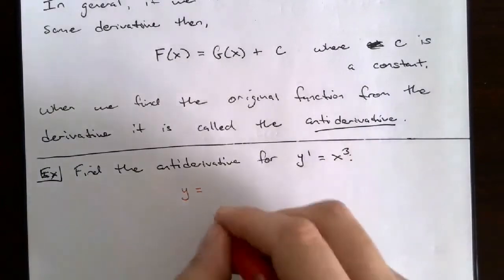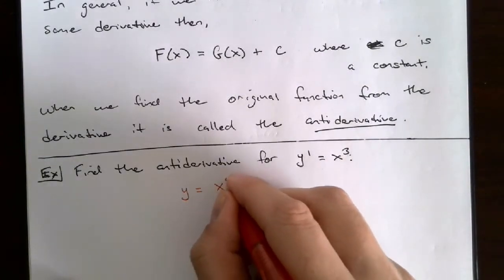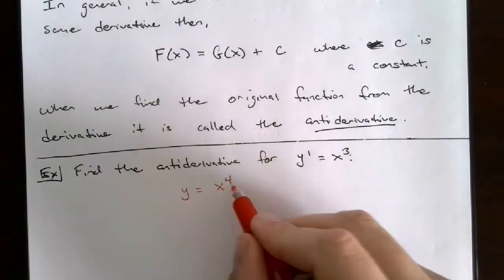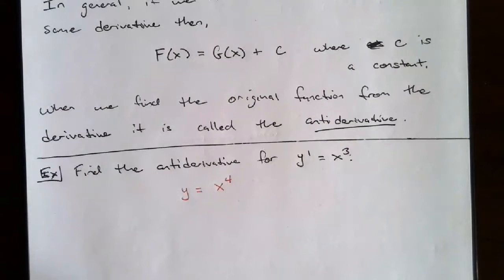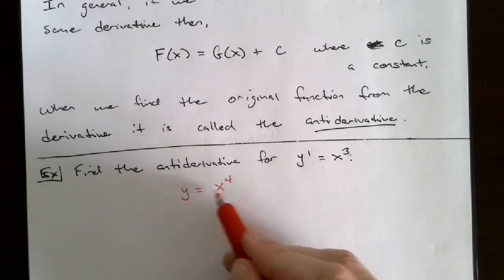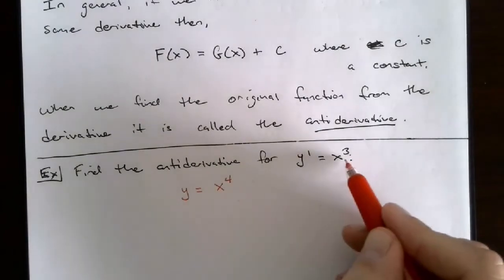So I know that the original function would have been something with an x to the fourth, because I would have to increase the power by 1 if I'm going the opposite direction. But remember what you normally would do. You normally would bring the power down in front. If I brought this down in front, I'd end up with 4x to the third, and I need it just to be x to the third.